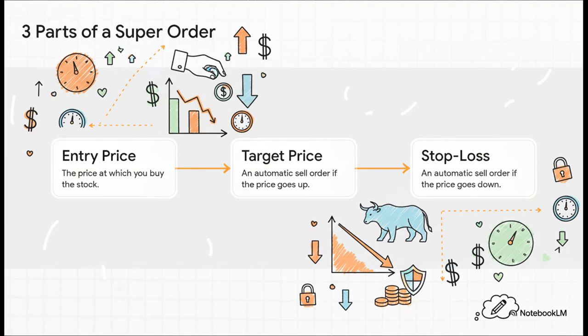You basically tell your broker, okay, listen up, buy me the stock at 100 rupees. If it shoots up to 120, sell it and lock in my profit. But if it tanks and hits 90, sell it and get me out to cut my losses. It's the whole shebang, a complete automated game plan all in one go.